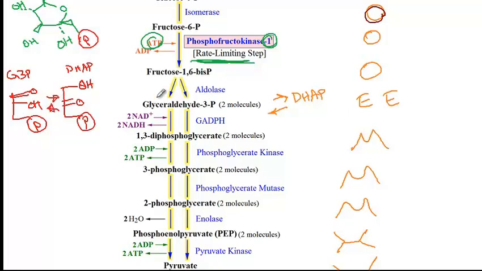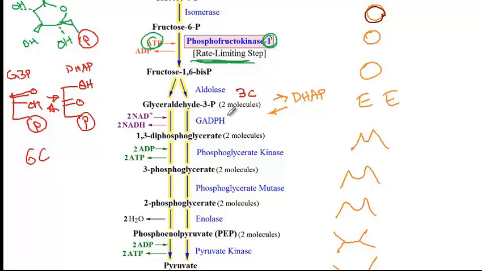So therefore, we can say that now one glucose molecule, which was made of 6 carbons, has yielded 2 molecules of glyceraldehyde phosphate, which is a 3 carbon molecule. So from here on, that's why I'm showing you 2 arrows for every reaction, because we have 2 molecules of every one of these products that we are going through.